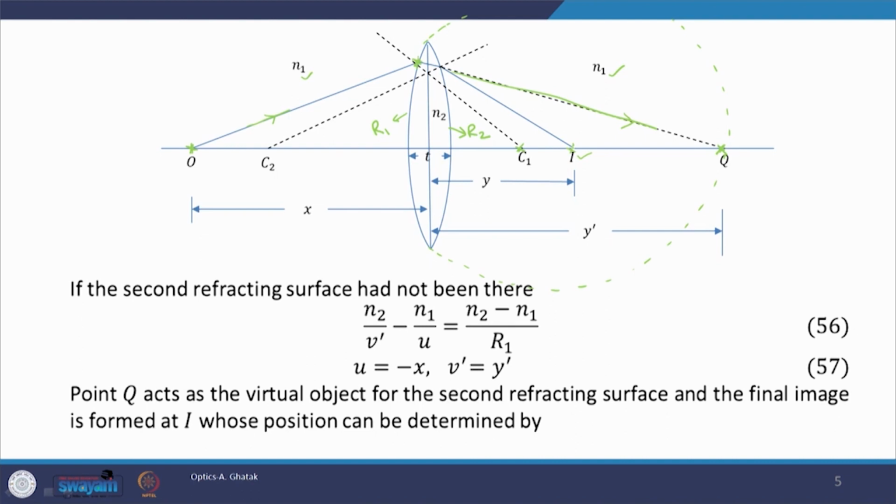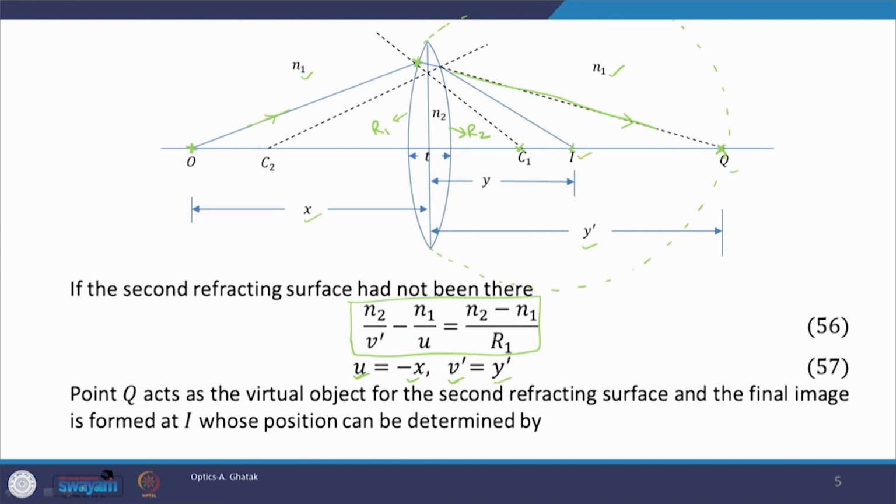The first step is that we will exercise the formula which we derived in our previous classes. Object O is situated at a distance x from the lens and image Q is being formed at a distance y prime. The distance of the object is represented by u, therefore we write u equal to minus x. Since Q is working as a virtual object for the second interface, instead of writing v, we will write v prime for the distance of Q from the lens.